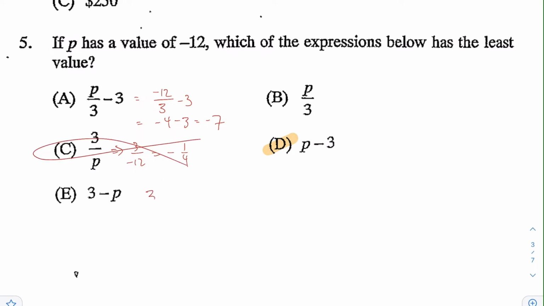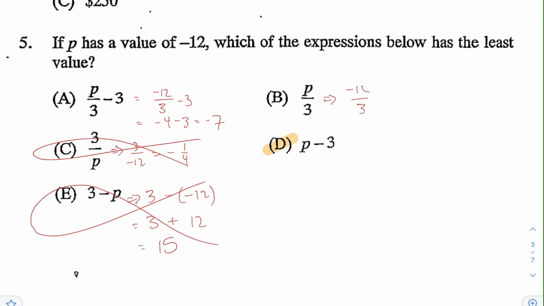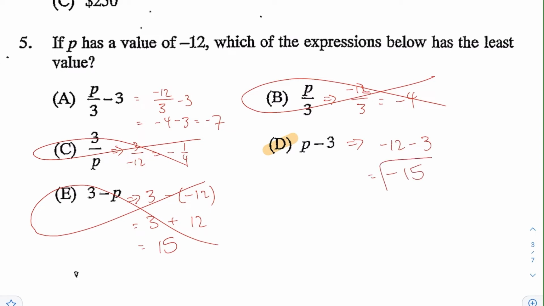In choice E, you have 3 minus negative 12, which turns to be 3 plus 12, which is 15. So that's the most positive so far. Choice B would be negative 12 over 3, which would be negative 4, which is still not as small as negative 7. And in choice D, you have negative 12 minus 3, which is going to be negative 15. And this is the most negative. So the answer is choice D.